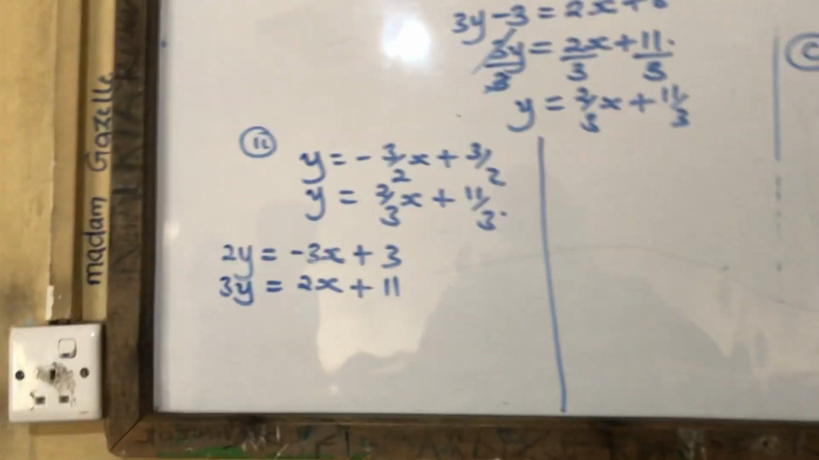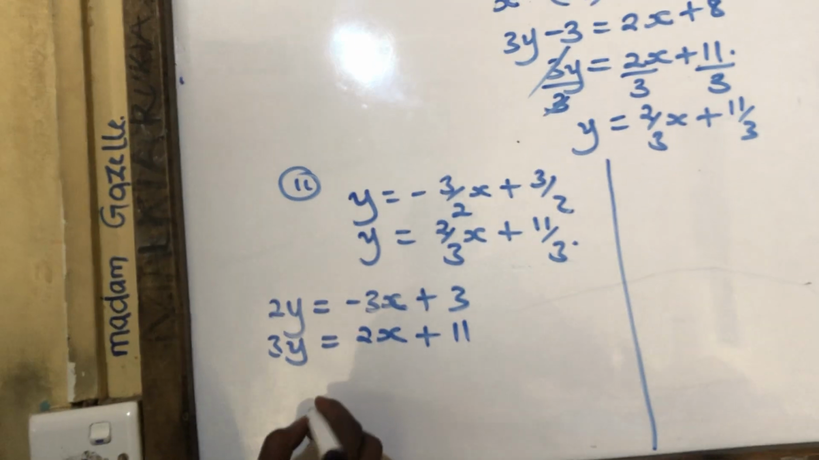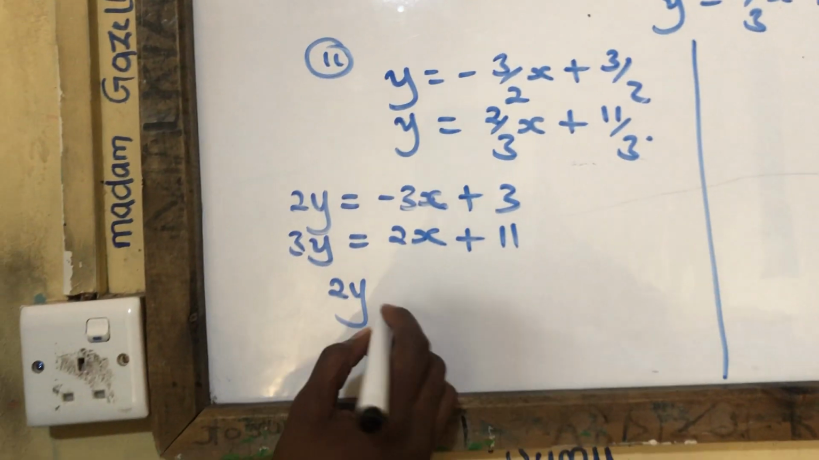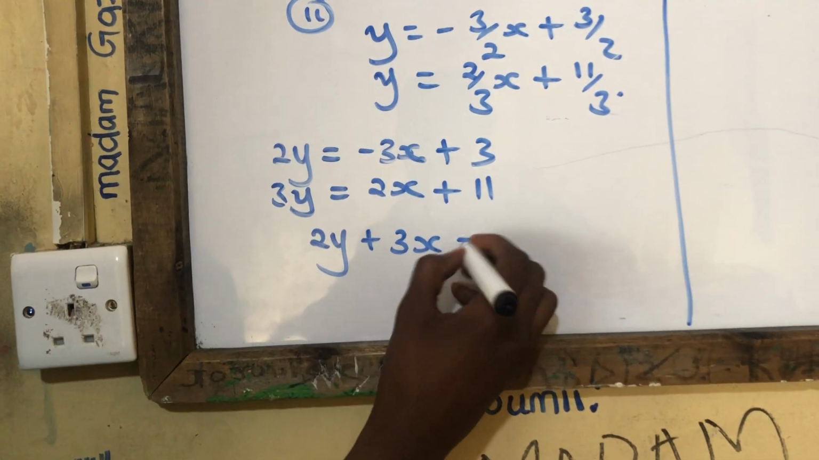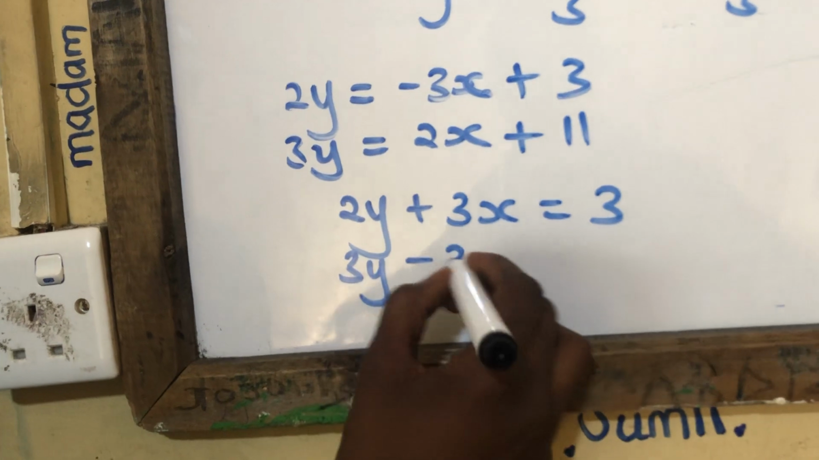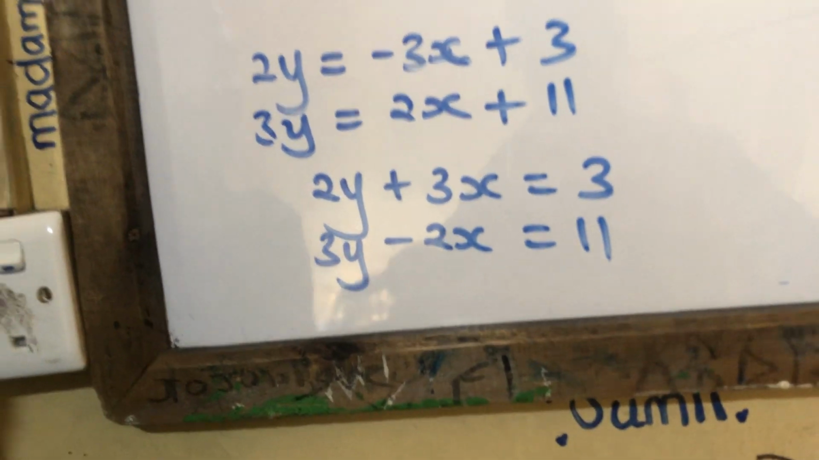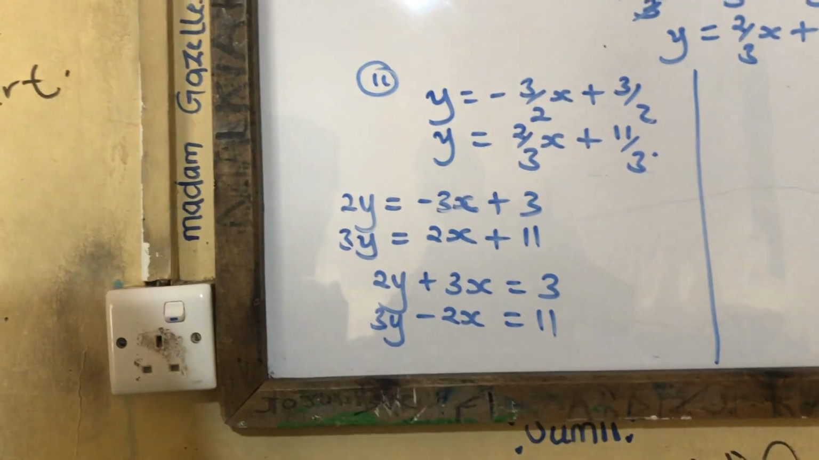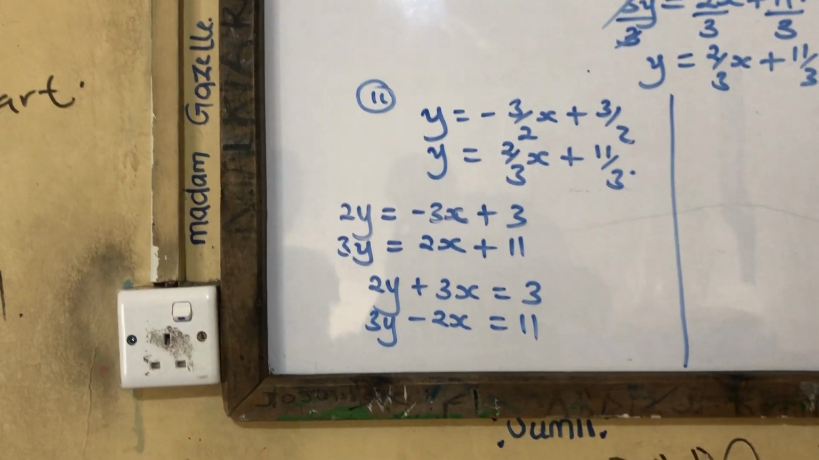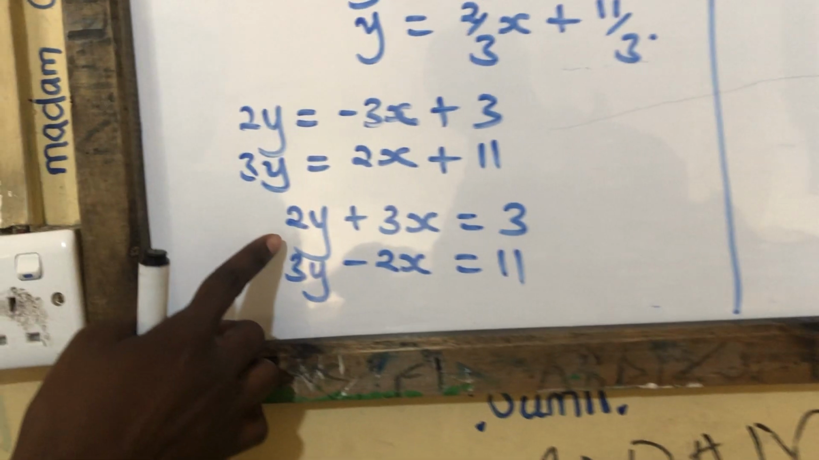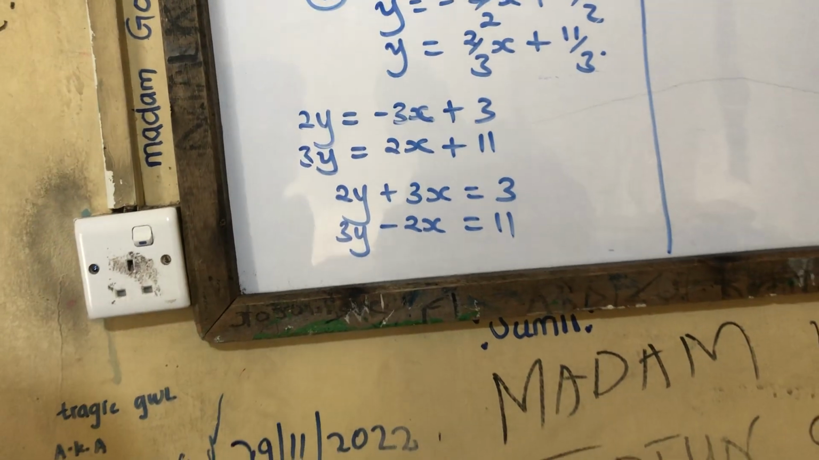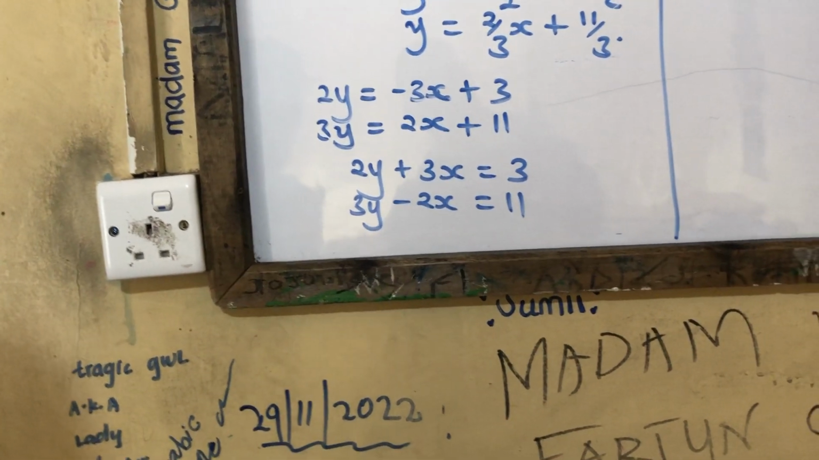So what will I have as the equation? I wish to transfer the 3x back here. 2y plus 3x is equal to 3. And here, 3y minus 2x is equal to 11. This is now the normal simultaneous equations that we are used to. To obtain the point of intersection, these two equations should be solved simultaneously.